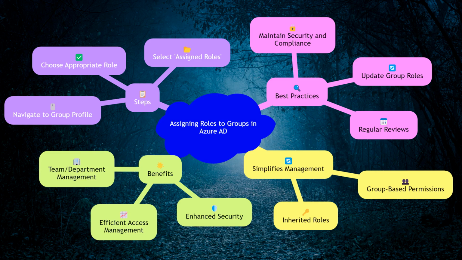Assigning roles to groups in Azure AD simplifies the management of permissions and access. Instead of assigning roles to individual users, you can assign them to a group, and all members of that group will inherit the role's permissions. This approach is particularly useful for managing access to resources and applications for teams or departments. To assign a role to a group, navigate to the group's profile in Azure AD, select Assigned Roles, and choose the appropriate role. Regularly reviewing and updating group roles is essential for maintaining security and compliance.